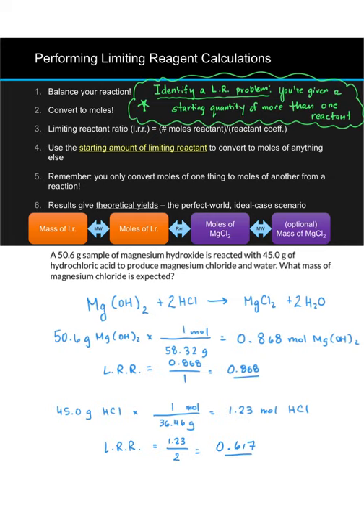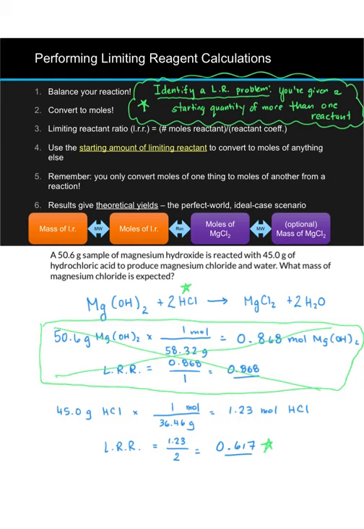Relatively speaking, hydrochloric acid is actually present in a smaller amount because we require twice as much HCl as we do Mg(OH)2 every time this reaction produces products. Hydrochloric acid is our limiting reactant. It's the thing that runs out first because it's present in the smaller mole quantity. That means that we can completely ignore magnesium hydroxide for the rest of this problem. All we worry about is hydrochloric acid. So I can get rid of this entirely.